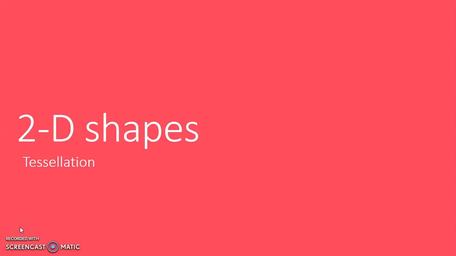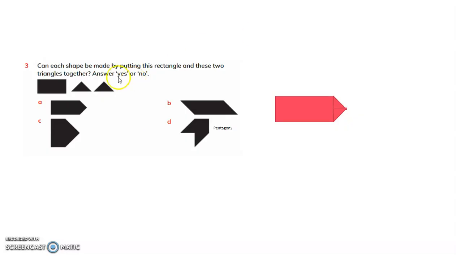Hello children, in the previous session we saw tessellations. Tessellations are 2D geometric shapes that are put together to cover a flat surface without any gaps or overlapping. We spoke about tiling. So we saw how this shape, this rectangle and two triangles can be put together to form different shapes.